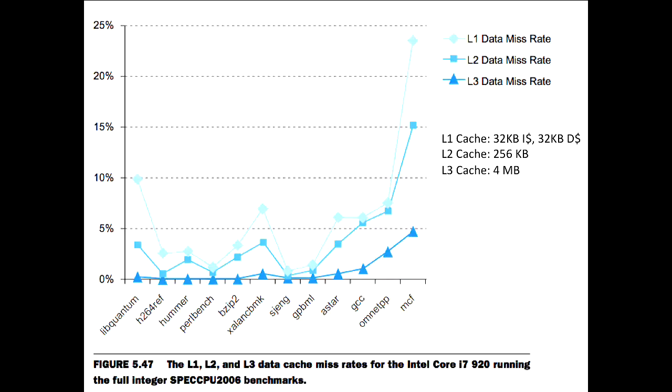Some other programs have quite a high miss rate in level 1, but as you get to level 2, you capture quite a lot of the working set, and so the miss rate is pretty low. So behavior varies depending on the program. It's important to look at a range of programs when evaluating a cache hierarchy.